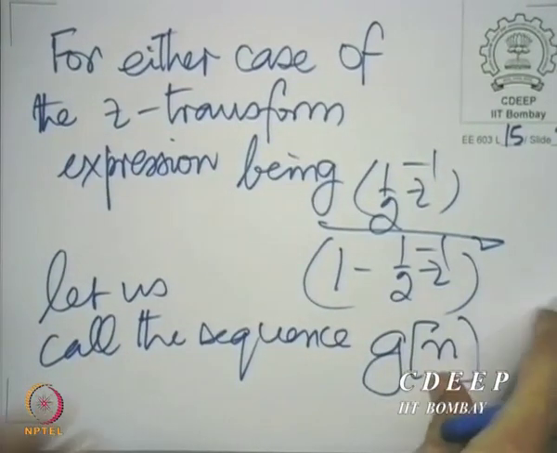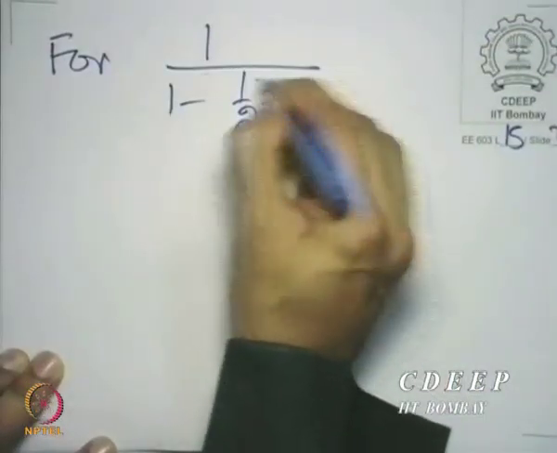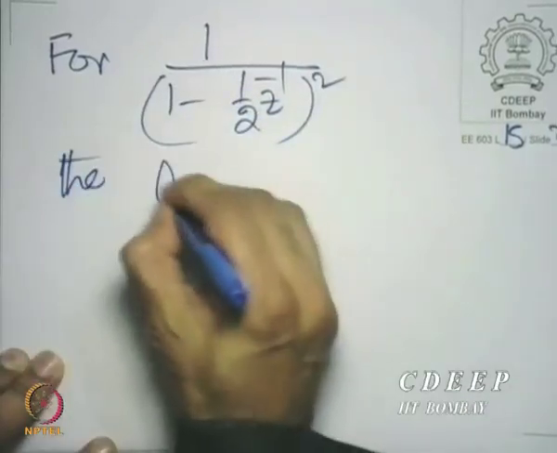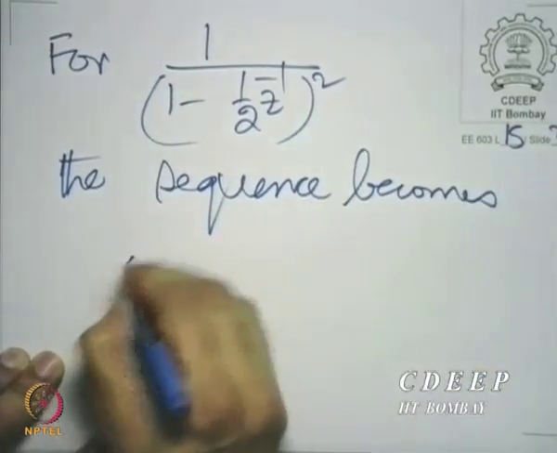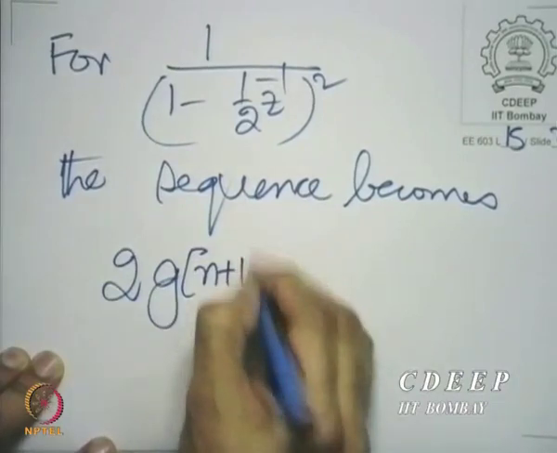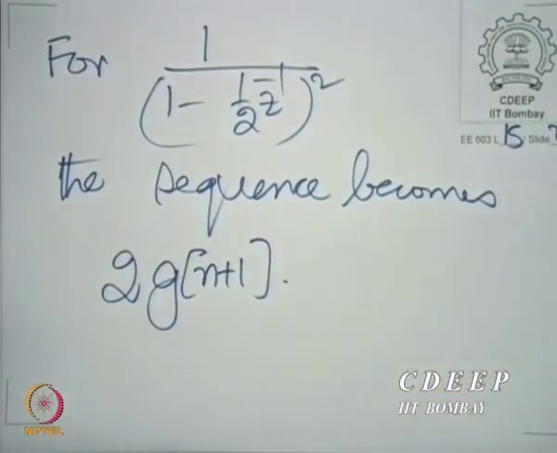So, what we are saying is, you see, the strategy is the same, whether you have the first region of convergence or the second. The strategy is multiply by 2 and then advance. So, for 1 by 1 minus half Z inverse the whole squared, the sequence becomes 2 times g[n+1]. Simple. Now, this is a general strategy that we can use.